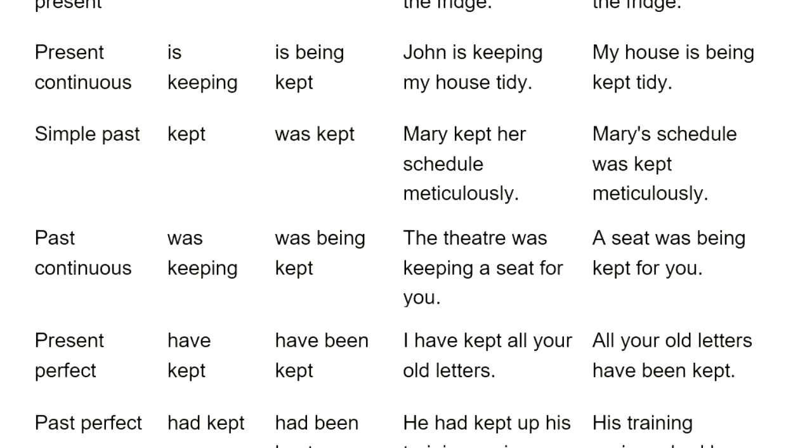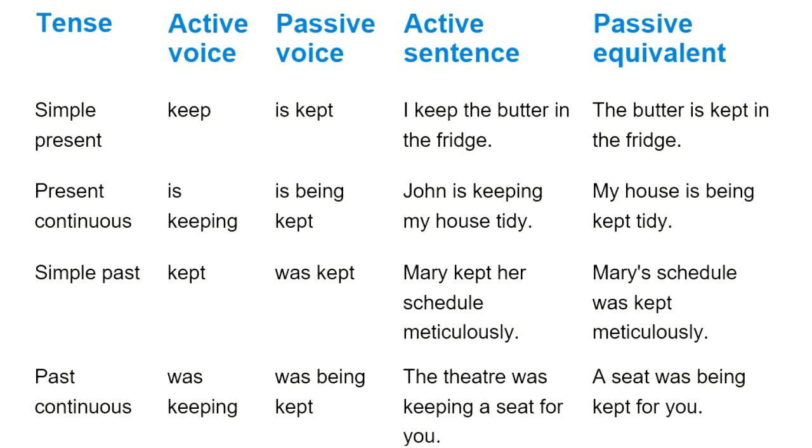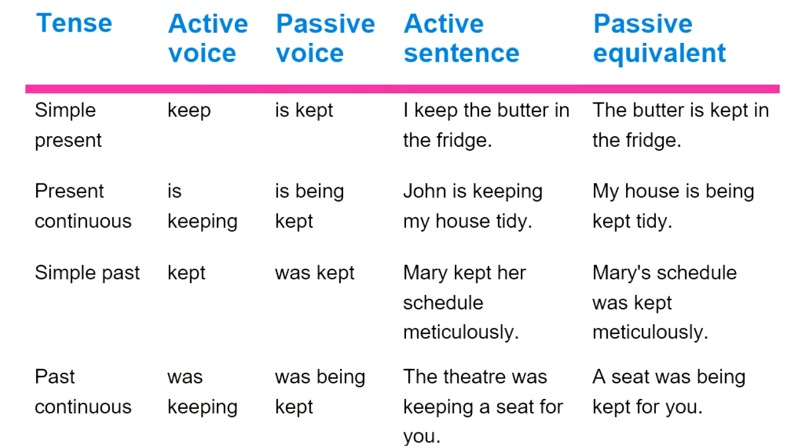Then now let's look at this table and absorb all the kinds of tense and for each tense how active voice is being converted to passive voice and how active and passive sentences are formed. For example, simple present. In simple present, active voice is keep, passive voice becomes is kept. For example, active sentence is I keep the butter in the fridge, whereas the passive sentence will be the butter is kept in the fridge.